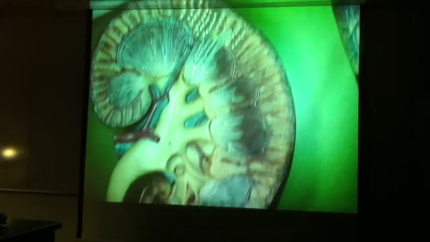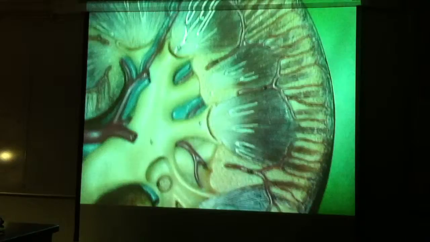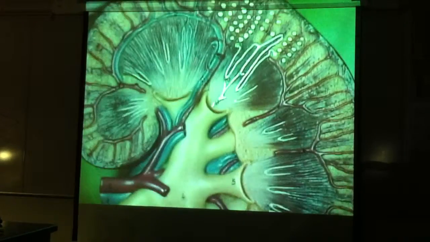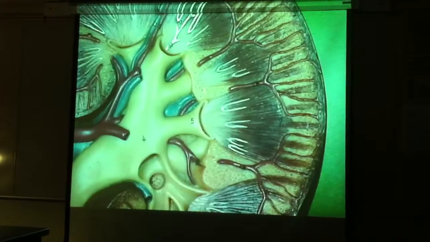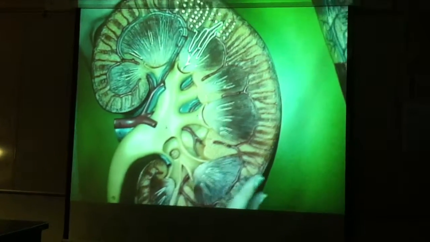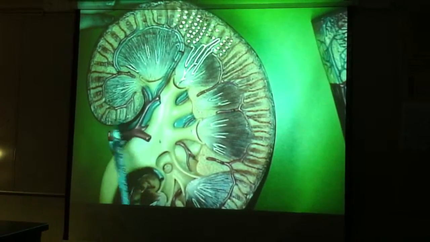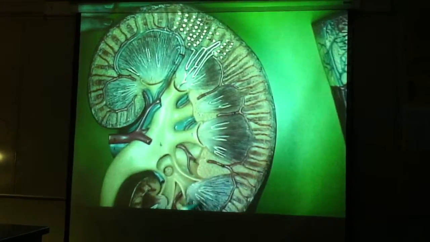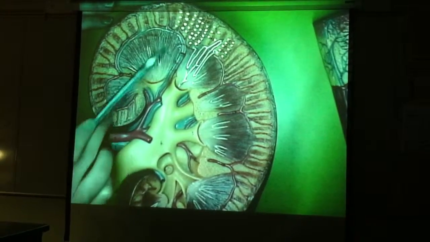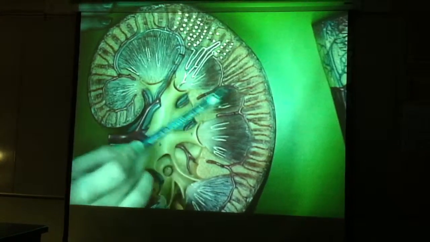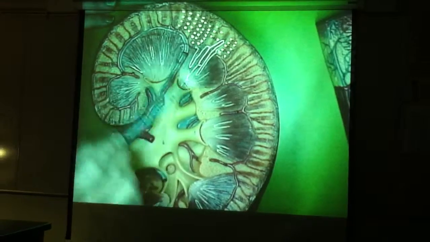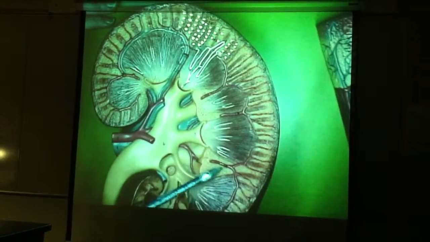In and out of the kidney. Okay, so here's our kidney here. We have our cortex, which is this area here, and then our medulla. Our medulla is made up of pyramids, and we have extensions of the cortex in between the pyramids known as renal columns.